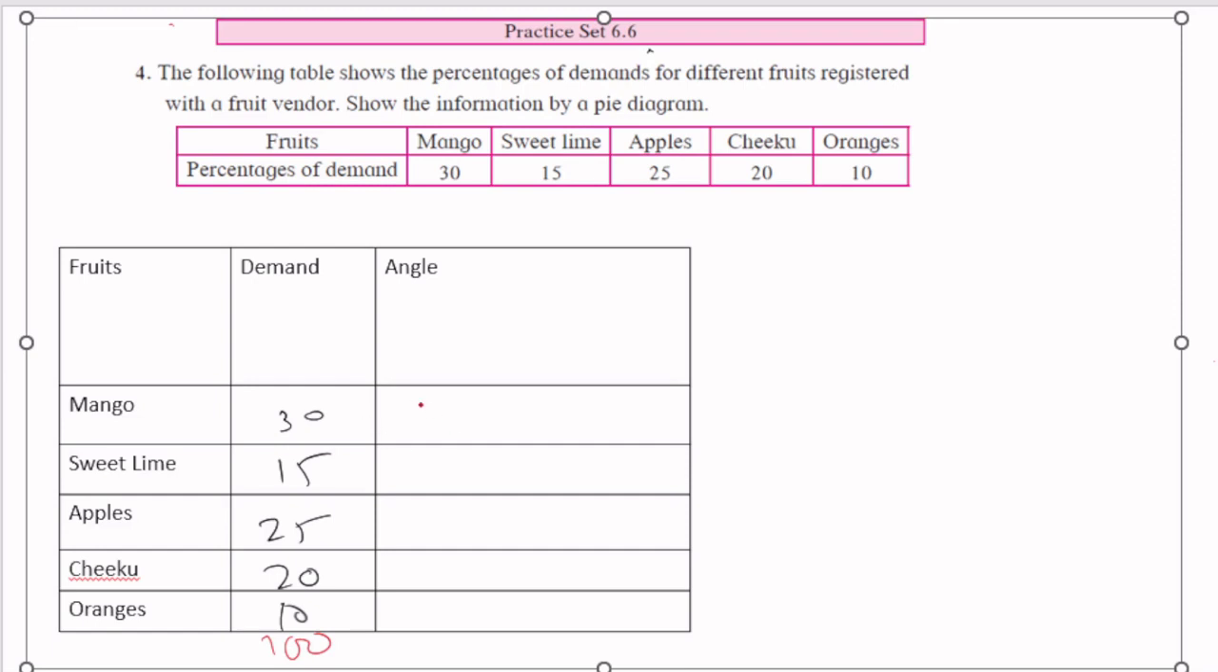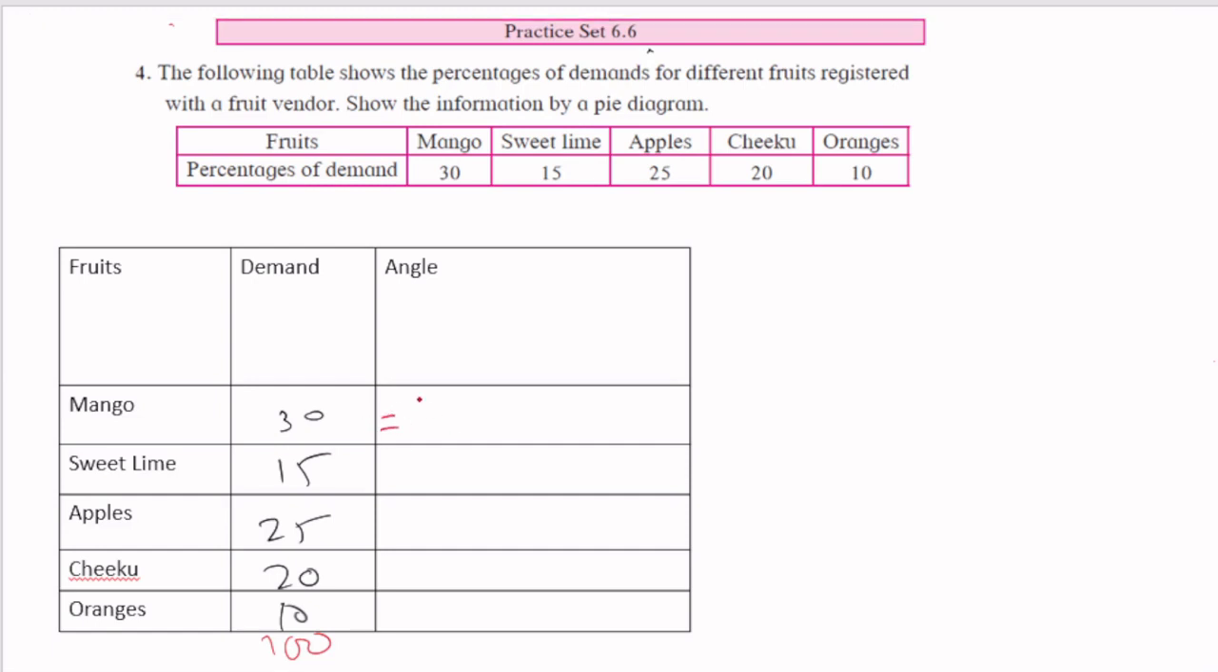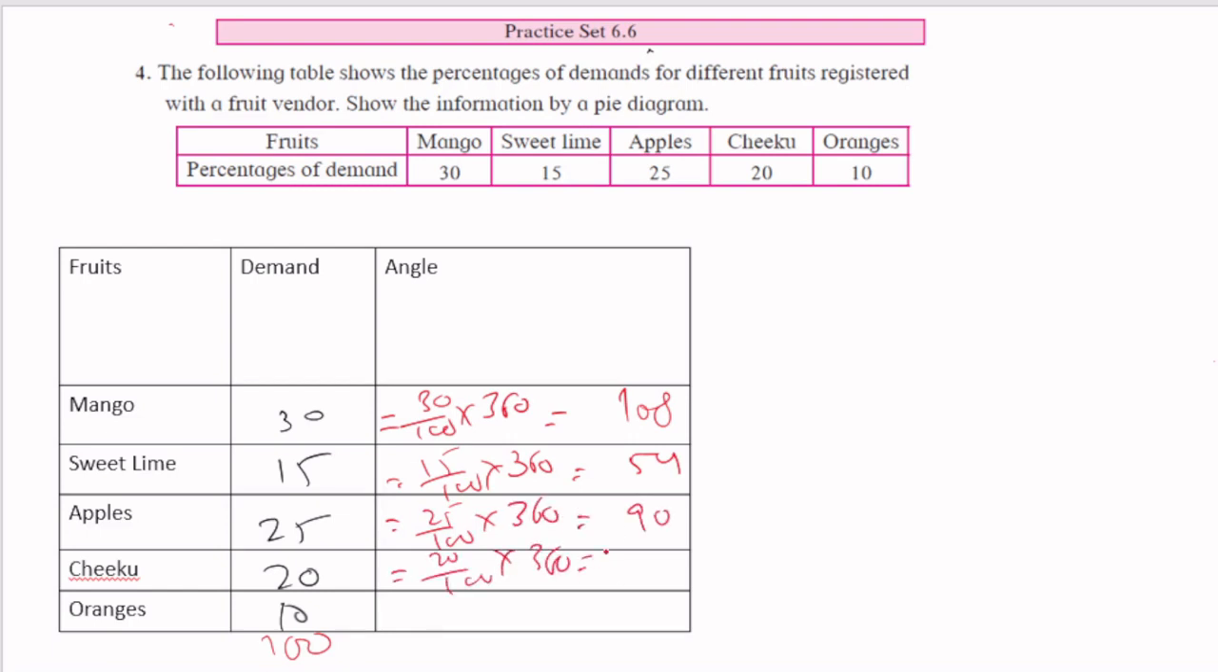So it says what? Same as what you have done previously also. 30 divided by 100 into 360. Slowly, quickly calculate the angles. We got the angles. Now what next do you have to do?